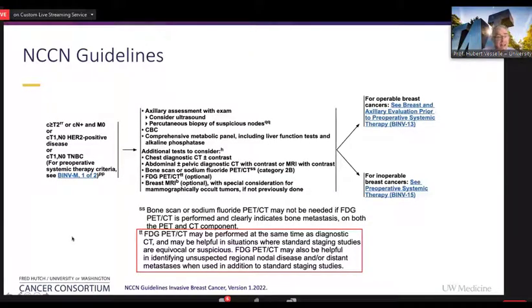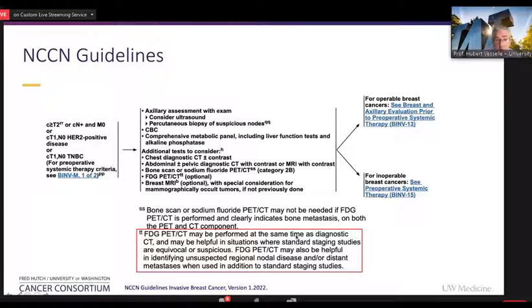Finally, the NCCN guidelines say that for patients with T2 tumors or positive N disease but M0, or patients that have clinical T1 N0 but HER2 positive disease, or those that have clinical T1 N0 but triple negative, additional tests to consider are chest CT with contrast, abdominal and pelvic CT with contrast or MRI of the abdomen, bone scan, FDG PET, and breast MRI if necessary.